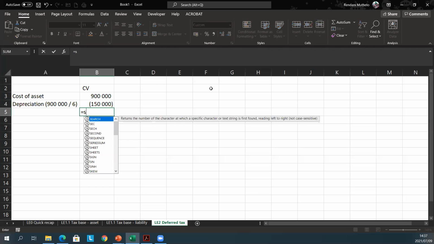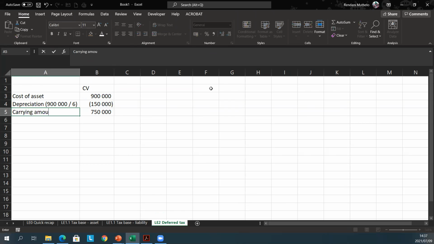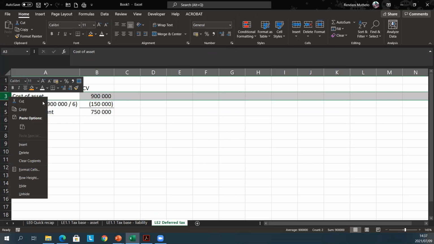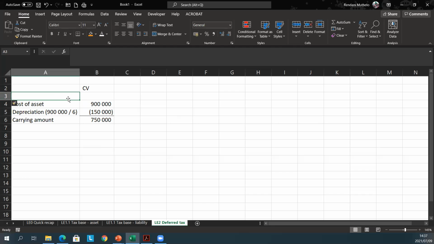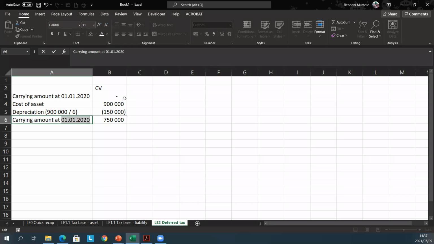And that means at the end of the year, the carrying amount of this asset, it is what? So let us do this. So the carrying amount of the asset at 1/1/2020, there was no asset, so that's 0. Then at the end, so that is at 31/12/2020.